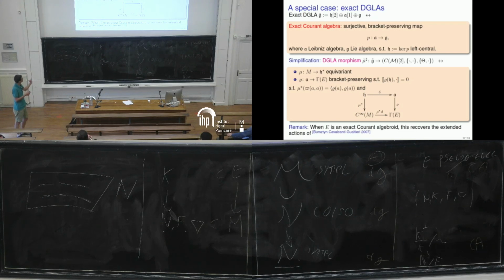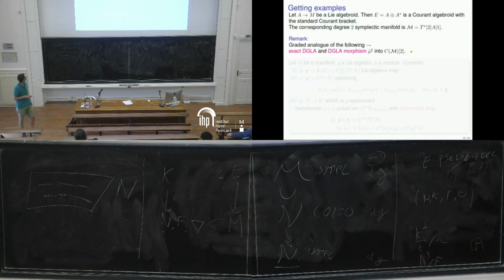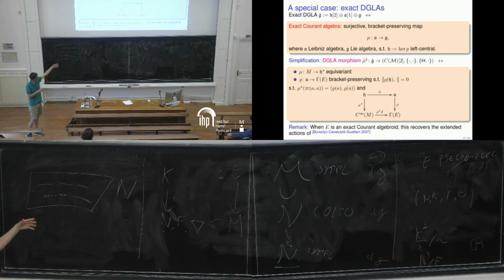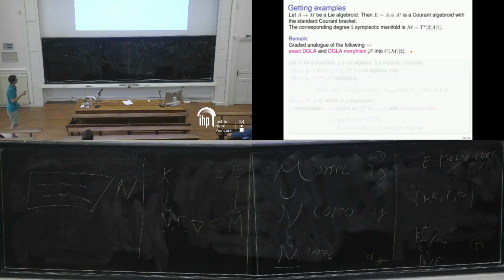This is the framework they use to obtain some examples. Actually, there is a further simplification that I will address in a vague way now. So this is the last slide. Without getting into technical details, now I will basically present a way to obtain this data: an exact DGLA and a DGLA morphism into a symplectic graded manifold, well, with Courant function. So I will be conceptual rather than explicit.